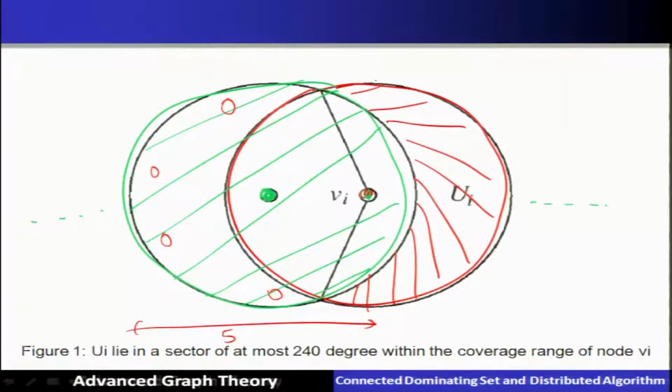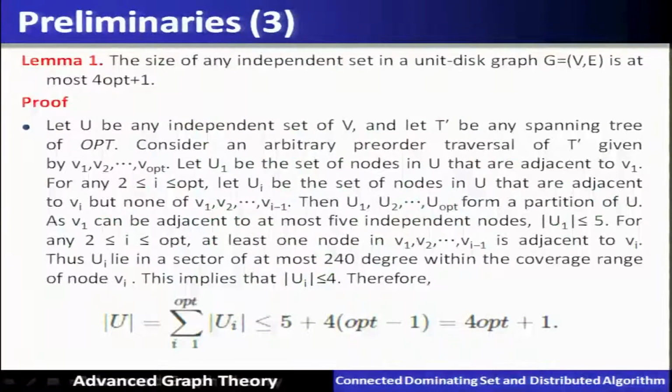Now, we will count how many maximum number of independent nodes can be the neighbor of Vi, or can be lying in the Ui set. Let us say this node, this node, this node, and so on. These nodes, all 5 independent nodes, cannot be positioned here in Ui. So, with this information, let us see this particular fact.